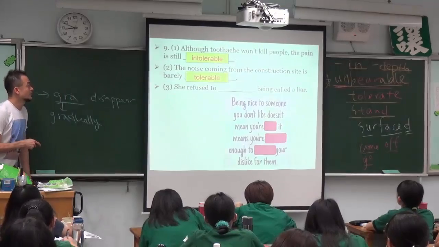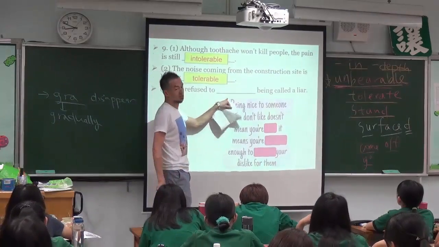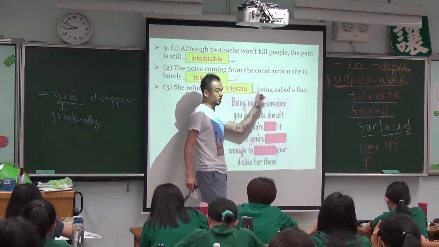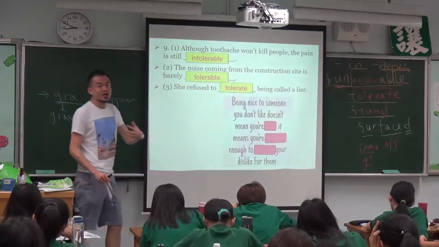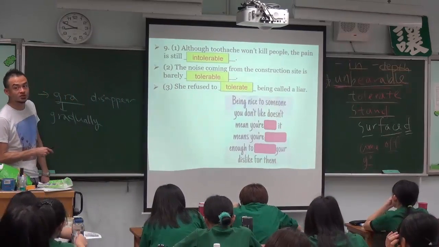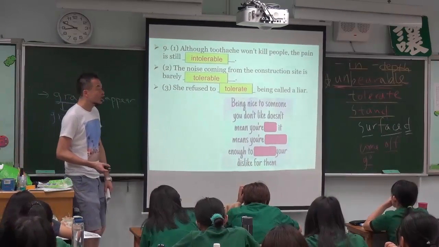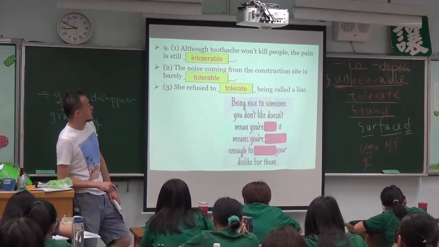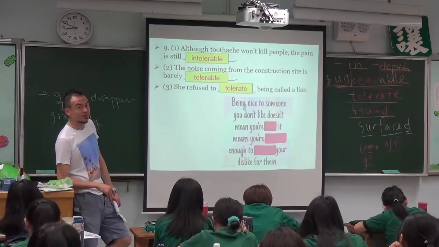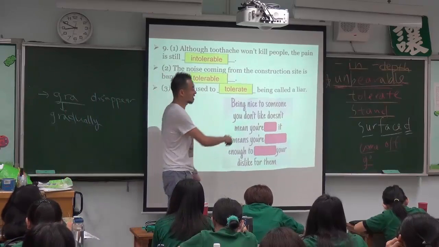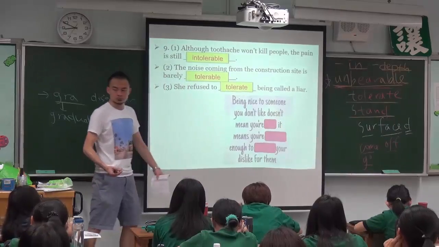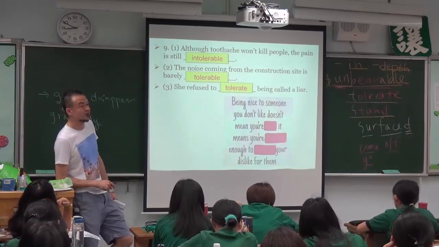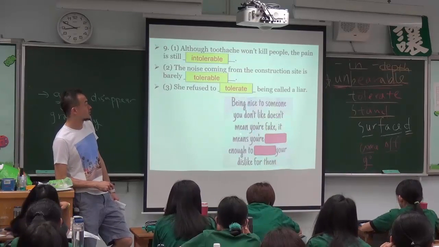And here number 3, she refused to be called a liar. The usage here is the same as before: tolerate. If you tolerate doing something, it means you could put up with doing something. For example, you can put up with this matter. But if you say, being nice to someone you don't like doesn't mean you are fake. A word that begins with an F. Fake. Doesn't mean you are fake.